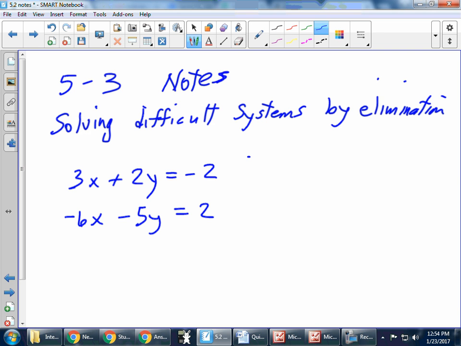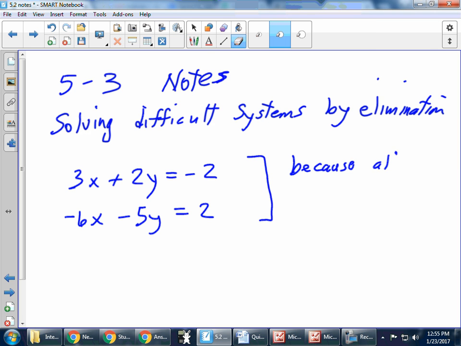This is, I'm going to say, because I guess I would say no coefficients, i.e., no coefficients.